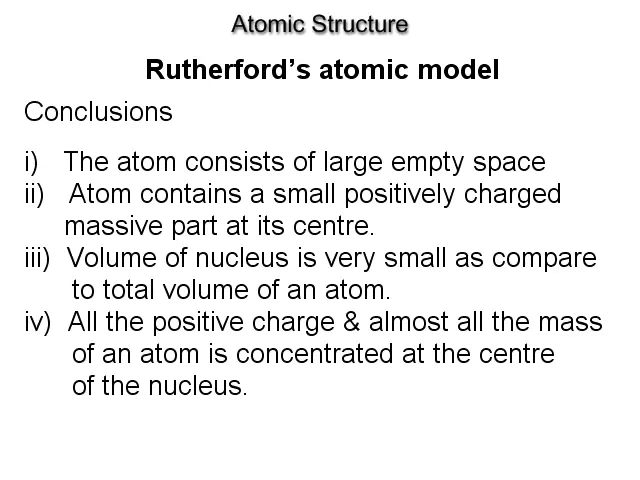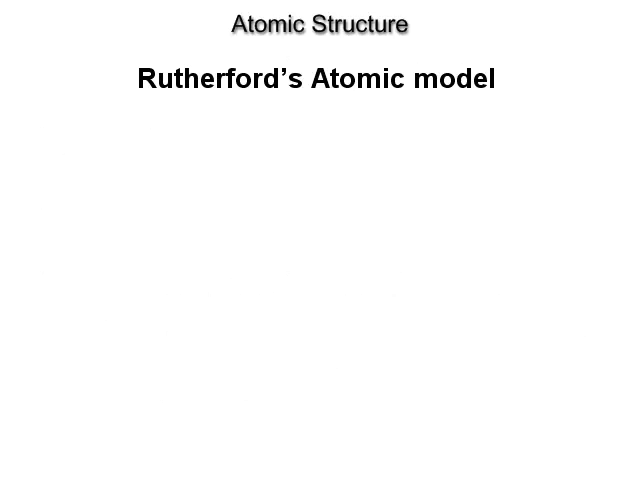Conclusions. The atom consists of largely empty space. The atom consists of a small positively charged massive part at its center. Volume of a nucleus is very small as compared to the volume of an atom. All the positive charge and almost all the mass of an atom is concentrated at the center, in the nucleus.